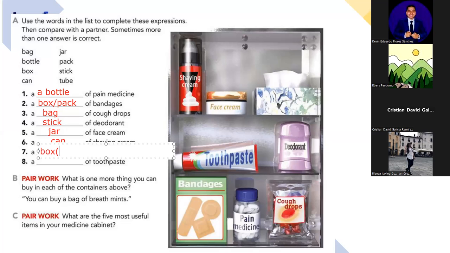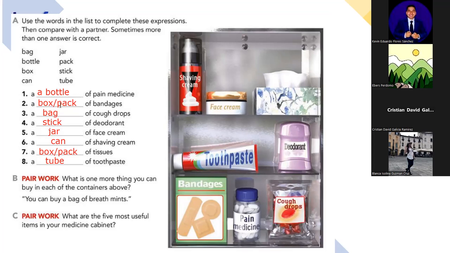Exactly, we can have a box, and also we can have a pack. Exactly, right, a pack. Yes. Number eight. Tube. Exactly, we have a tube, right? Yes, tube. Very good.